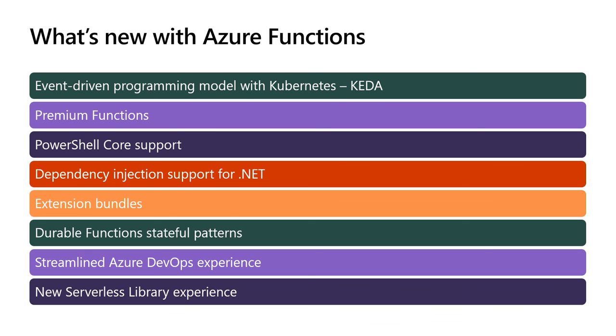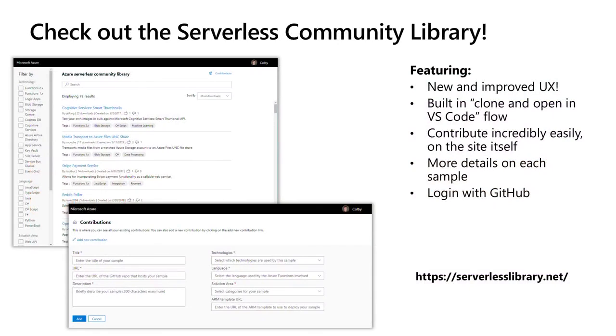But anyway, we have a Durable Functions release, Durable Functions 2.0. It has these stateful entities that are really cool. The streamlined Azure DevOps support, I realized as well. And then also something that I'd like to go into a little more detail on: we have a new serverless library experience. The serverless library is a really cool set of samples that people have built. It's an open source gallery of things that people have built with functions and other serverless technology.